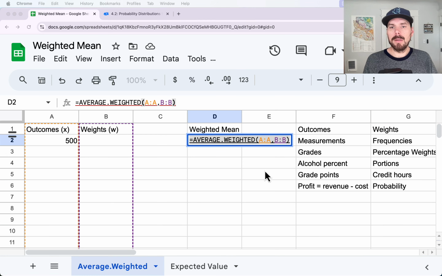If you haven't already, please check out my previous video where I show you how to use this equals average weighted function to find the weighted mean. Now I'm going to be using that function to find the average outcome or expected value for discrete probability distributions.